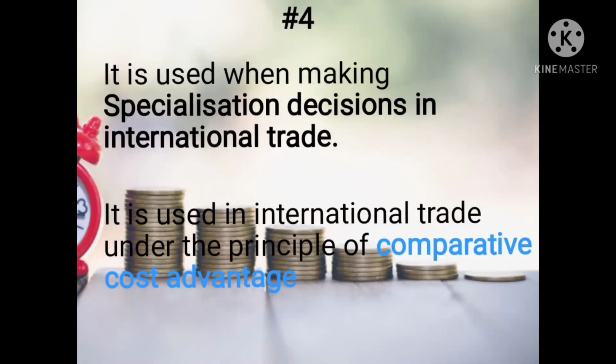The other importance is the use of the concept of opportunity cost in making specialization decisions, more especially in international trade. It is used under the principle of comparative advantage, comparative cost advantage. In the process of a country deciding which commodity it should concentrate more on, the concept of opportunity cost is used, because under comparative cost advantage, a country is supposed to specialize in that commodity in which it has the least opportunity cost.